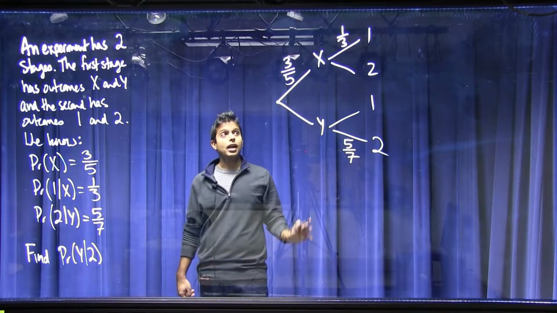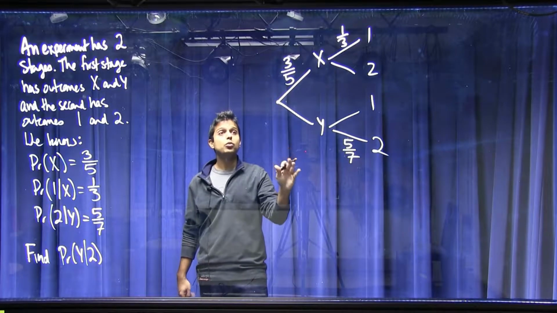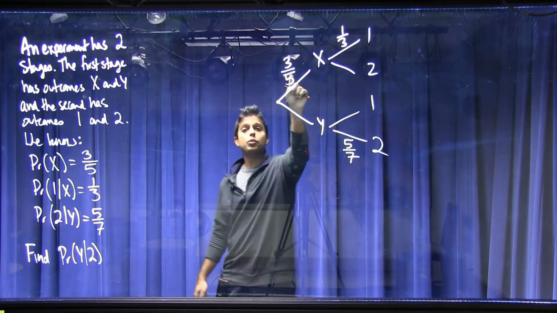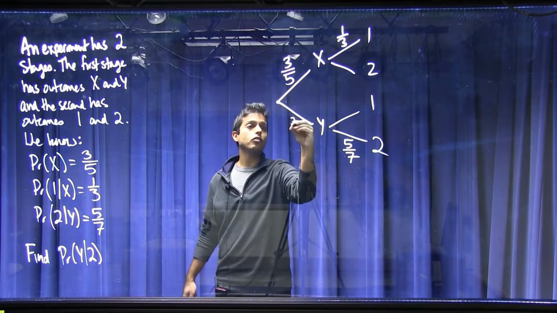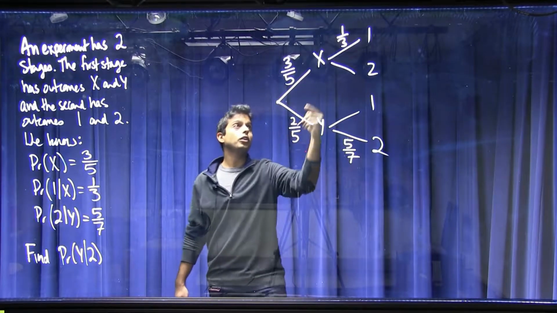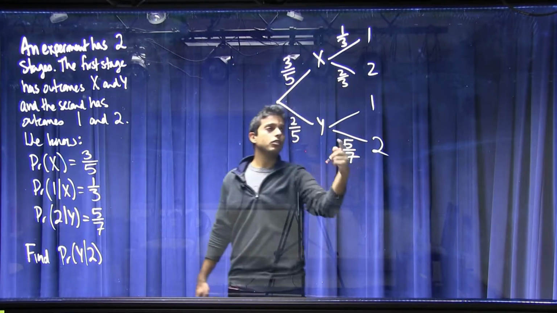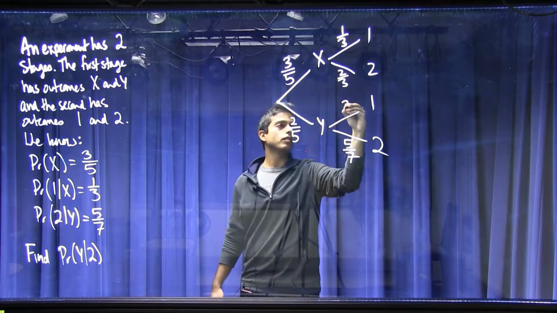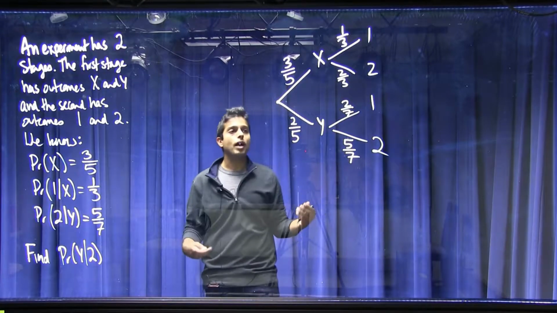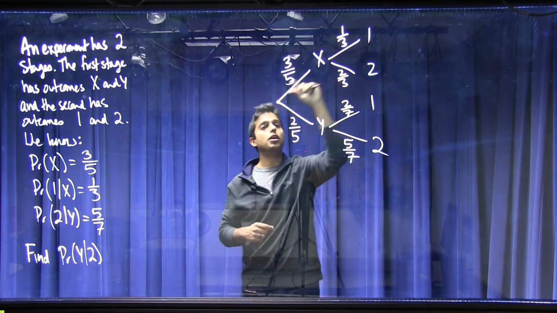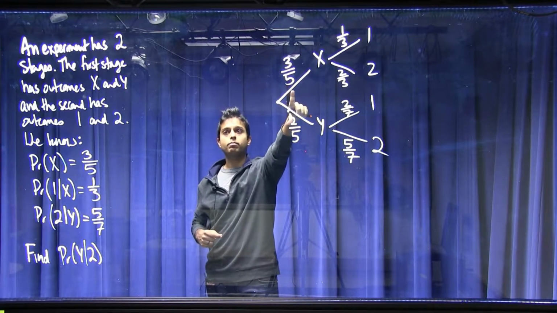Alright, we can actually now fill in the other probabilities because we know off of each vertex the probabilities sum to 1. So if this one's 3/5, this one has to be 2/5. Similarly, if this one's 1/3, this has to be 2/3. And if this is 5/7, then this has to be 2/7. Right, and we know that because these two numbers have to add up to 1, these two numbers have to add up to 1, and these two numbers have to add up to 1.